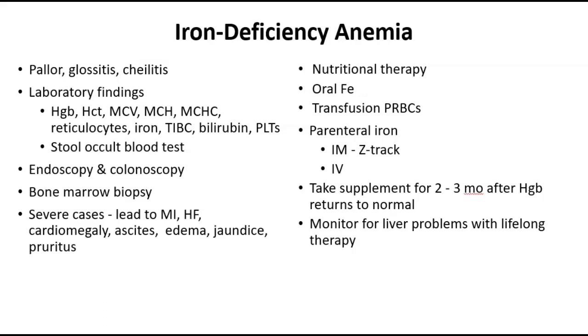The laboratory findings are listed here for you. So for iron deficiency anemia, the labs we look for are the hemoglobin, hematocrit. We look at all those. We want to know about reticulocytes. We do a stool for OB, so occult blood. Remember, if somebody has a drop in their hemoglobin, we have to consider that that could be a cause.